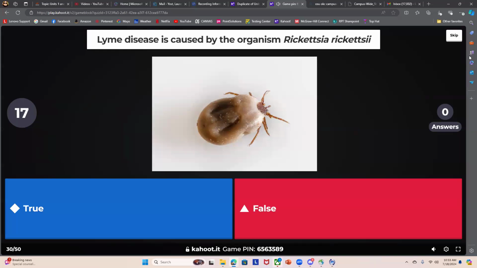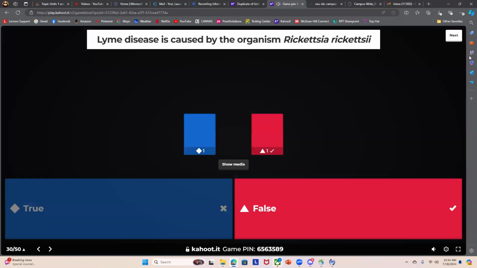All right, Lyme disease is caused by the organism Rickettsia rickettsii. Is that true or false? In my unit 3 Kahoot that you can go through, it's constantly asking, is this disease caused by this? And they'll just switch until it comes to the right one. That's a good way of testing your memorization of what causes what, especially when it comes to tick-borne diseases. This is false.